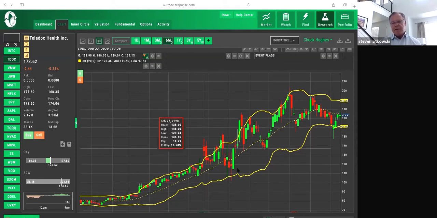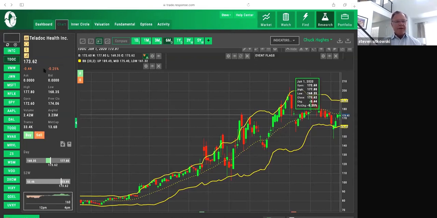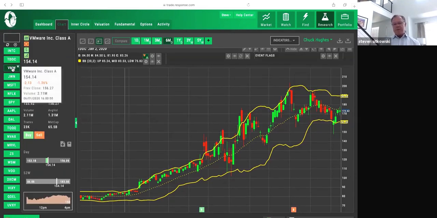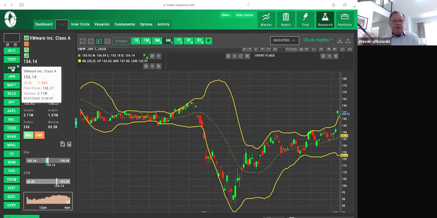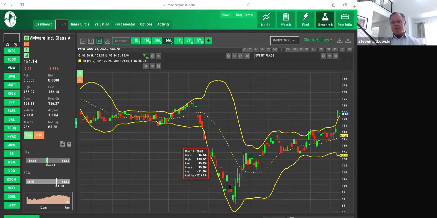Got outside the band, dropped. Got outside the band, dropped. Got below the band, went up. I mean, aren't these patterns remarkable how they play out over and over? And these guys, this is just random, right? Look at the squeeze right here. This is VMware. The squeeze, boom. Look at the volatility, kapow.